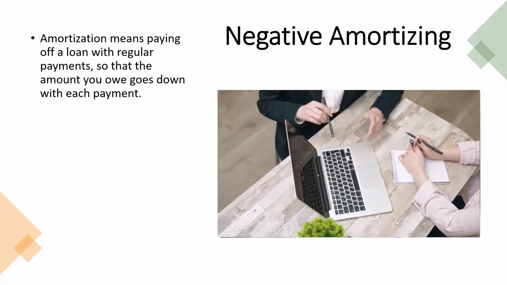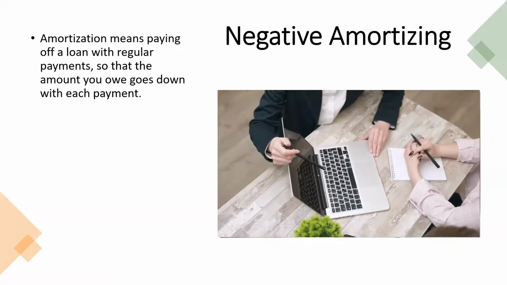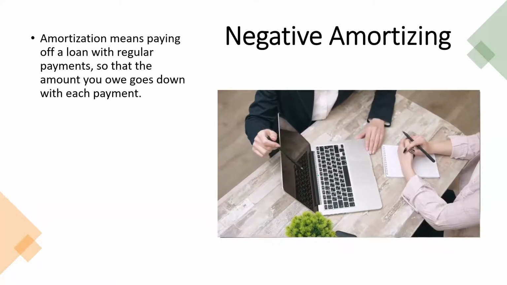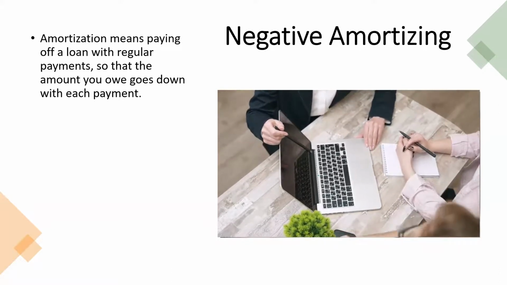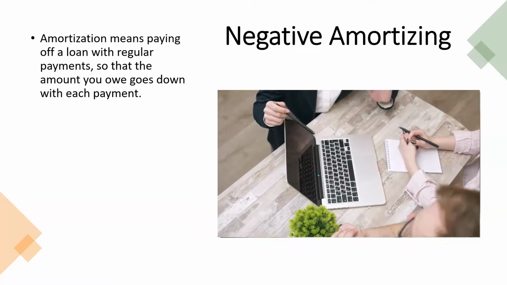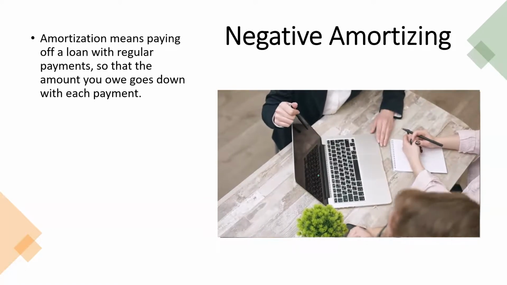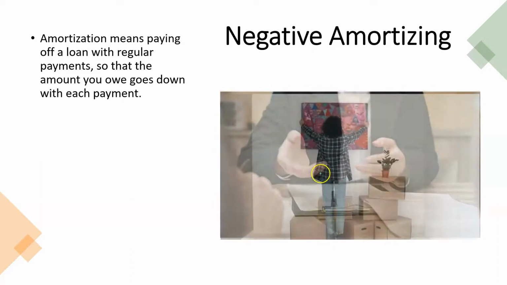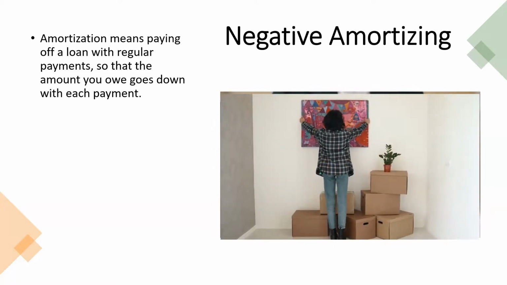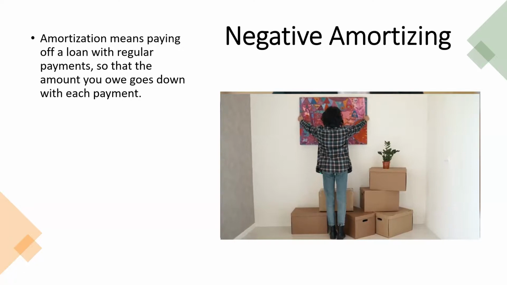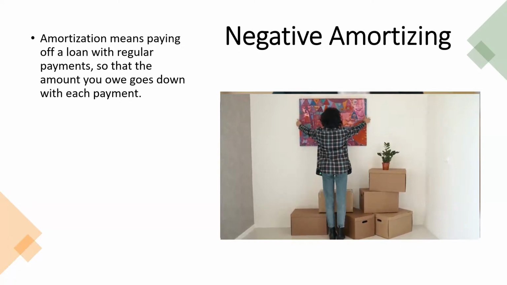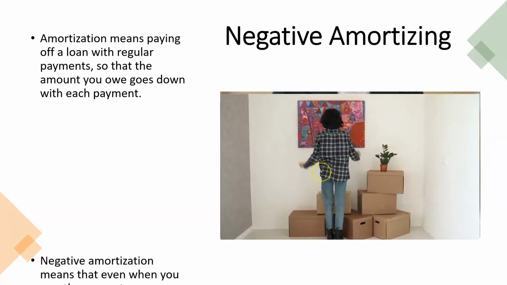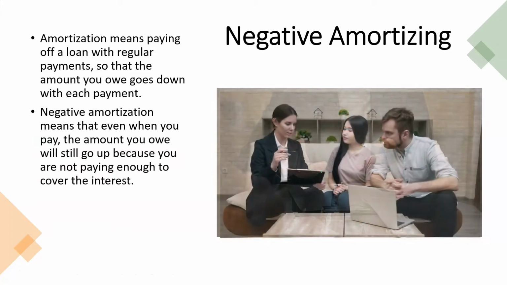Now, we kind of skipped the interest only loans, but those are the basic ones. The interest only loans mean we just pay the interest, so the loan balance remains the same because we're only paying off the interest. Amortization means paying off a loan with regular payments so that the amount you owe goes down with each payment. That's going to be the general structure that would be in place normally.